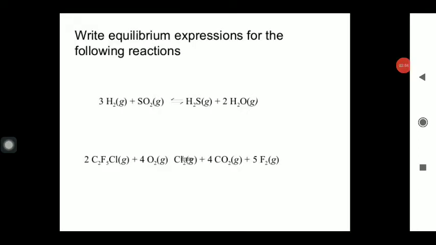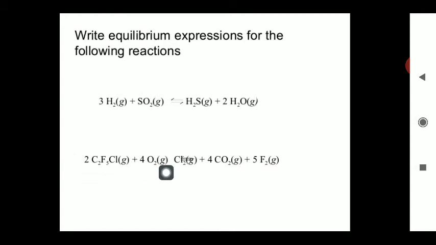Now these two relations you have to explain on the basis of the following given example. Write the equilibrium expression for the following reaction. How can you find out the equilibrium expression for this reaction? The H2 plus SO2, they will combine to form the H2S and water.